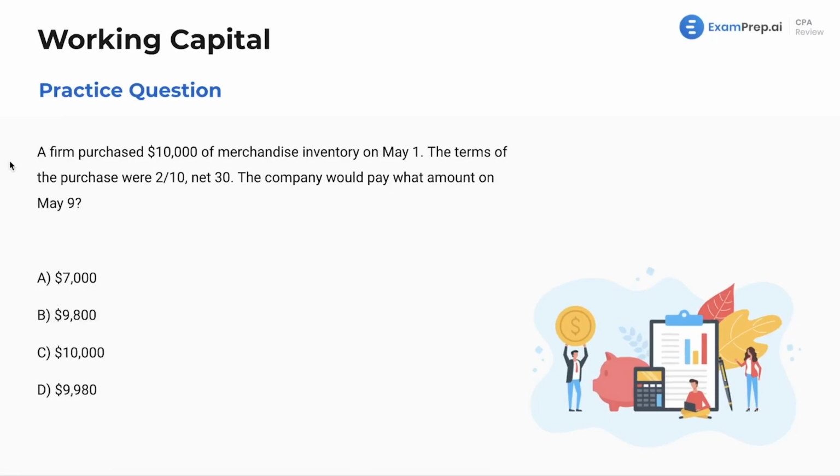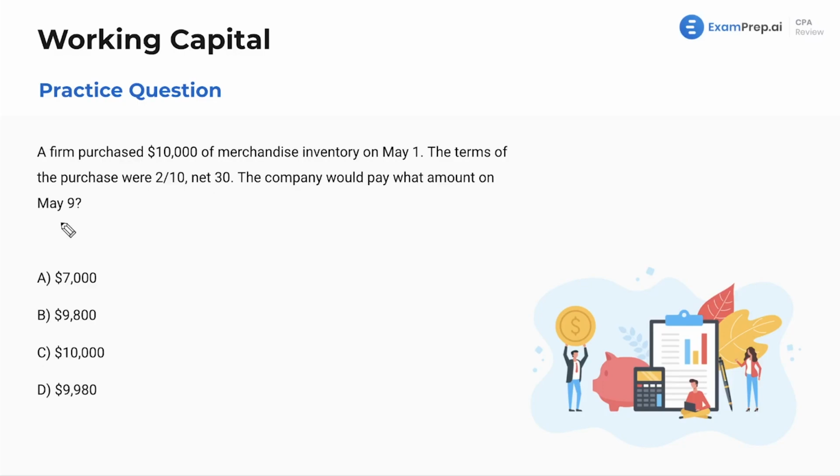Let's dive into our working capital multiple choice questions, starting off strong with this question. A firm purchased $10,000 of merchandise inventory on May 1st. The terms of the purchase were 2/10 net 30. The company would pay what amount on May 9th?